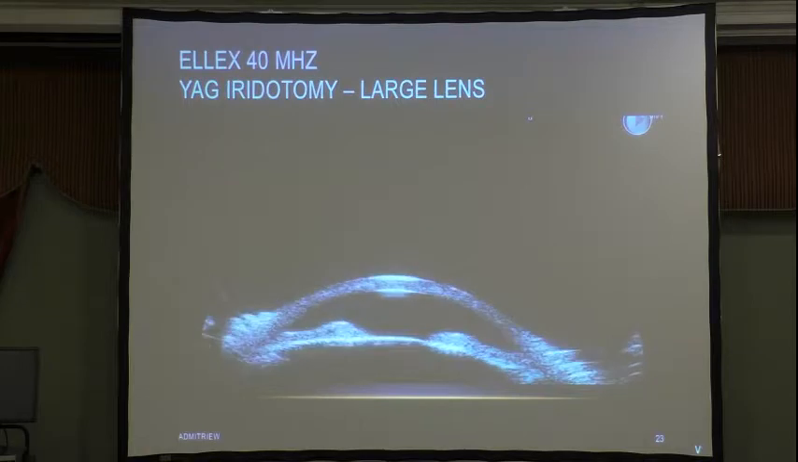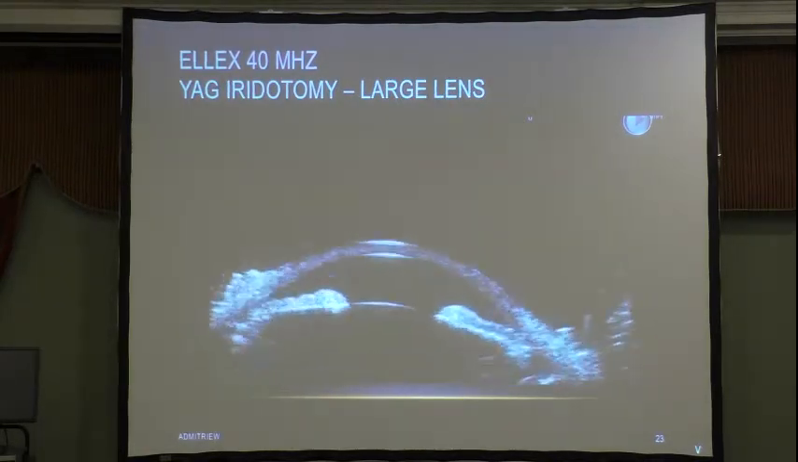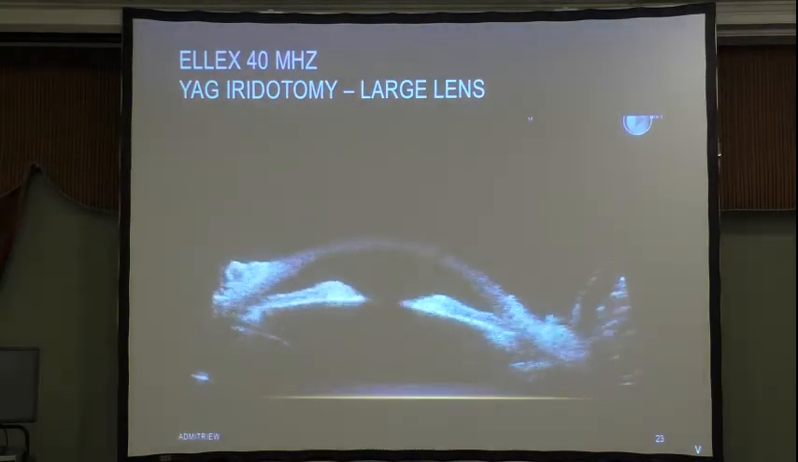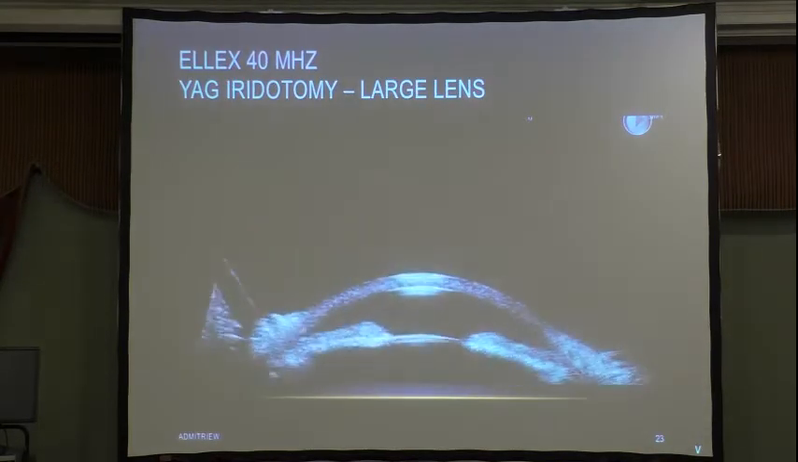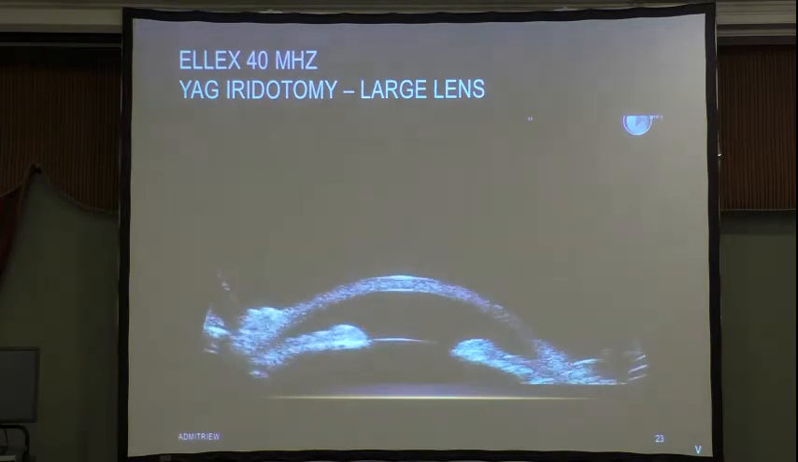So dynamically it's very important to find the axis of the iridotomy. So sometimes you have to spend some time on the examination to find really that small hole under the UBM.